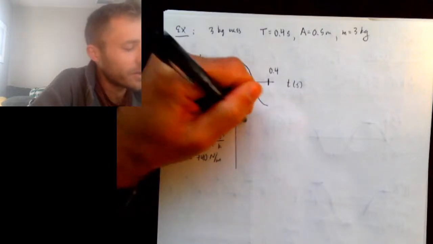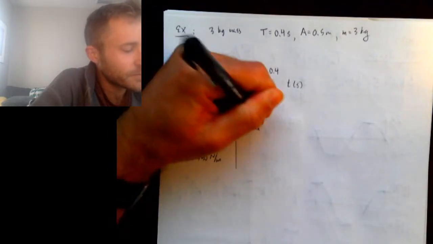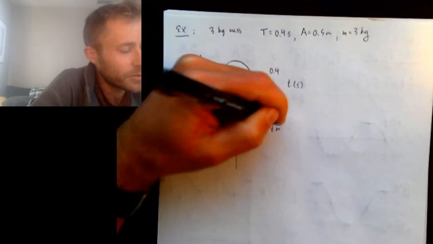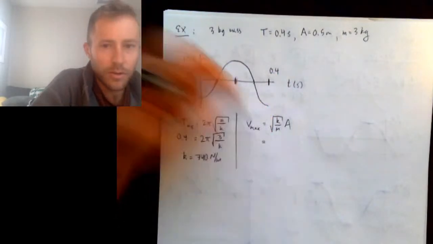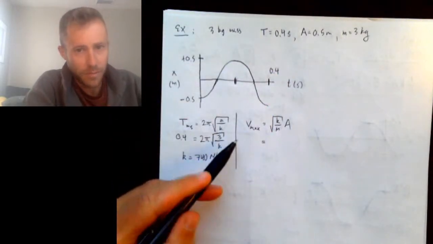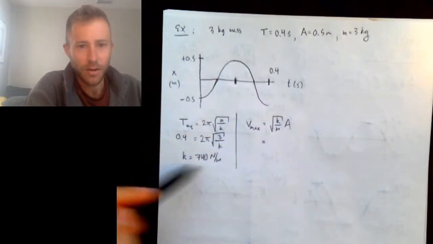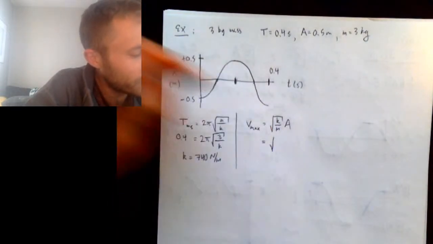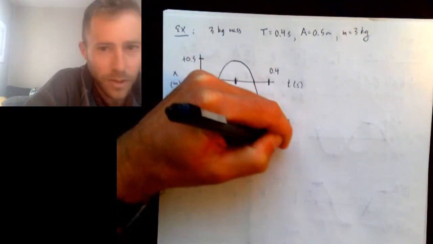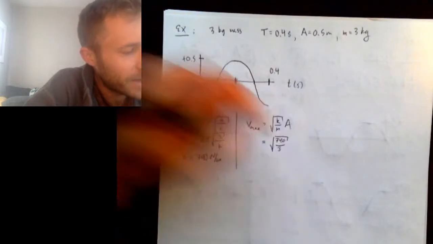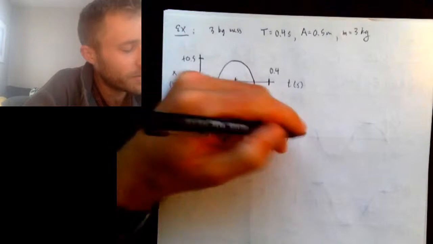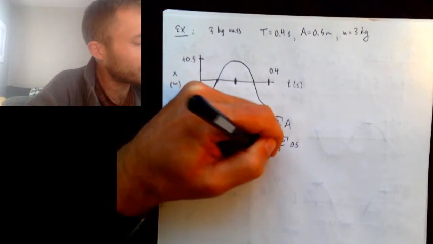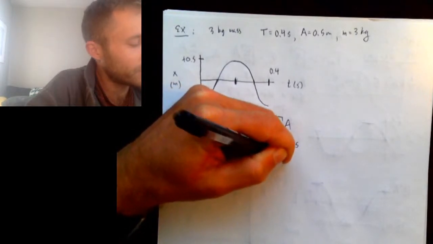So now I'm going to calculate Vmax. Vmax is square root of k over m times the amplitude. So notice how to calculate Vmax, I needed to know the stiffness. So that is why I calculated the stiffness first. So I have square root of 740 divided by 3 times the amplitude, which is 0.5. And you work that out, you get that the maximum speed is 7.9 meters per second.